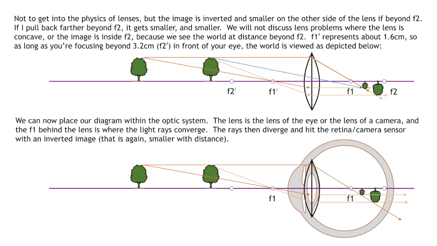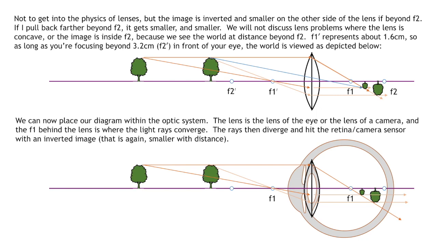But not to get into the physics of lenses too much, the image is inverted and smaller on the other side of the lens if beyond f2. And for our purposes, that's what we're going to focus on. If I pull back farther beyond f2, it gets smaller and smaller. Again, we're not going to discuss lens problems where the lens is concave or the image is inside f2 because we see the world at a distance beyond f2.